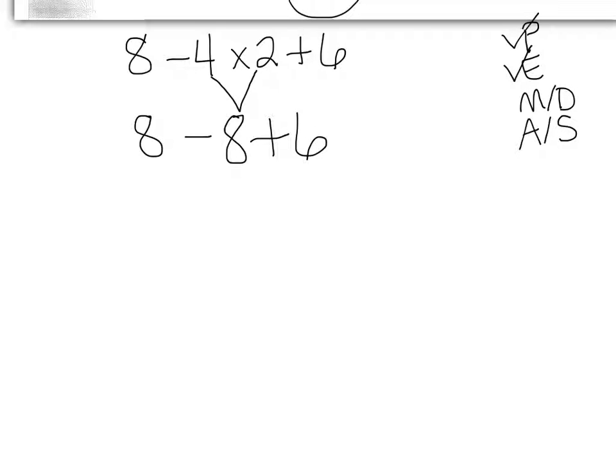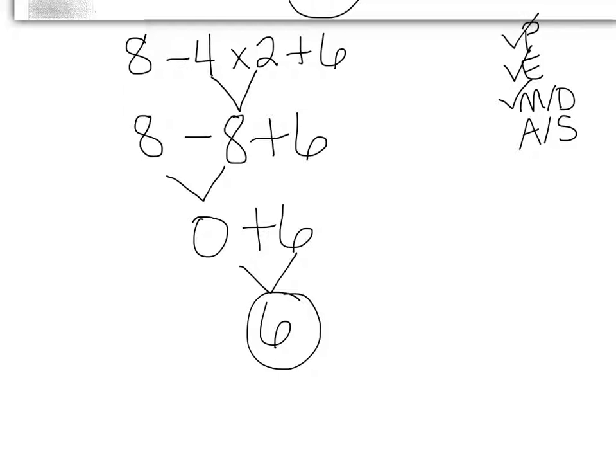Okay? We don't have any more multiplying or dividing. We only have addition and subtraction. So whenever we have only addition and subtraction left, we're going to move from left to right. 8 minus 8 is 0. I bring down the plus 6. And 0 plus 6 is equal to 6. So our final answer here is 6.